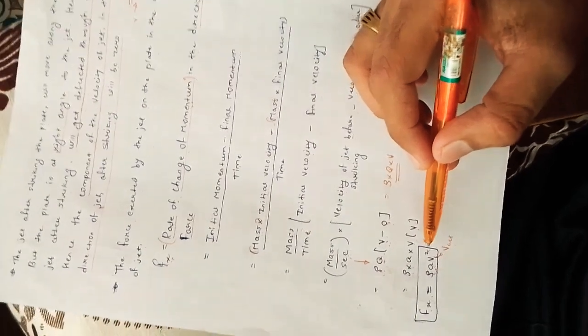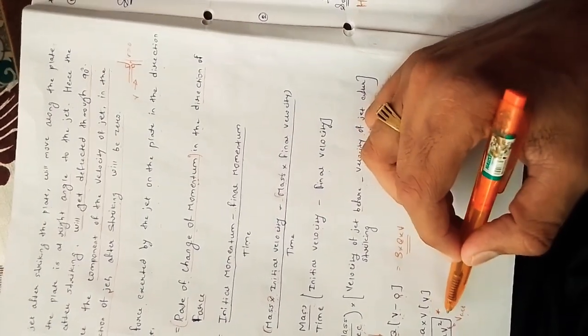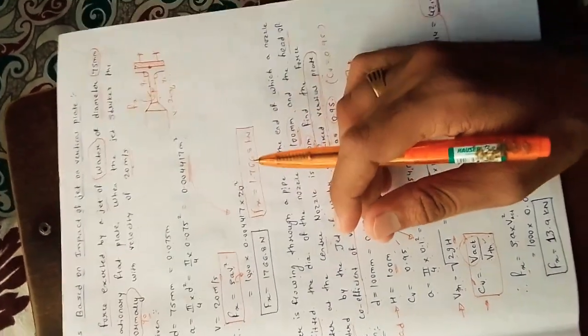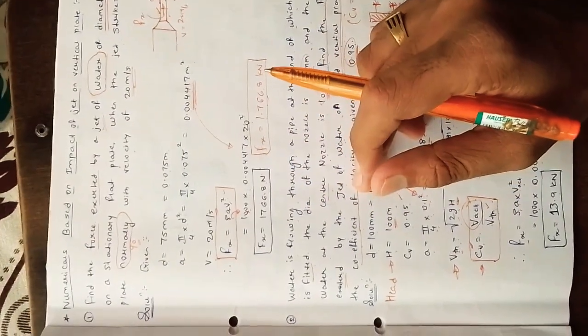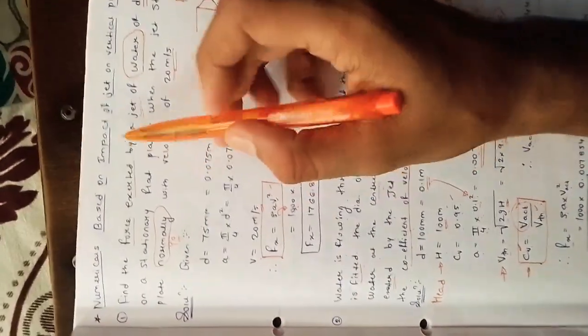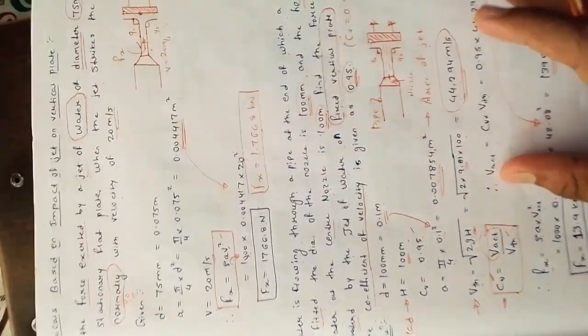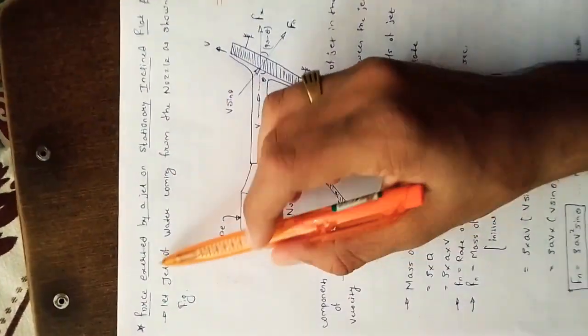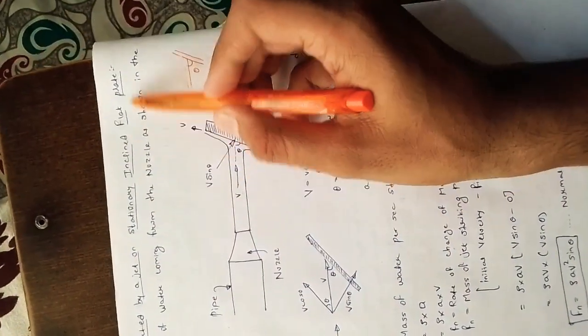We derived it fully, and the final equation we get is rho into A into v square. This equation is only applicable for the force exerted by the jet on a vertical plate. We also solved two numericals, totally based on the impact of jet on a vertical plate. So in this video we will cover a new derivation, which is force exerted by a jet on a stationary inclined flat plate.